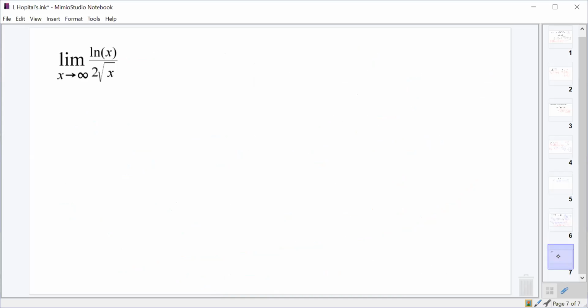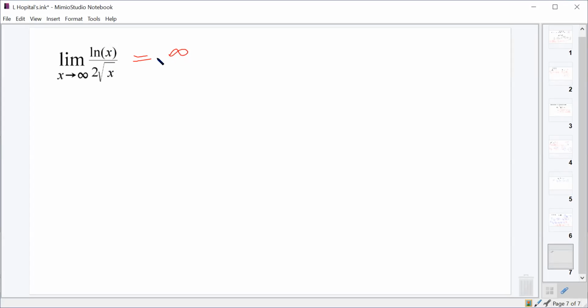All right, let's take a look at this. The limit as x approaches infinity of natural log of x over 2 root x. What should we do first? Plug in infinity. All right, so if I plug in infinity, what's the natural log of infinity? What happens to natural log as x gets very large? It gets very large.